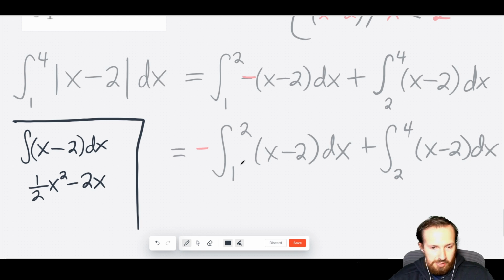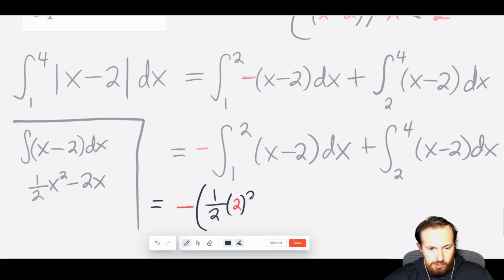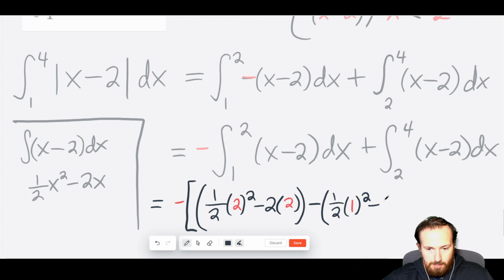We don't need the plus c here because remember, this is a definite integral, so we're going to use these bounds. So basically, what is this going to be? It's going to equal negative, and then this function evaluated at 2. So what is that going to be? That'll be 1/2 times 2 squared minus 2 times 2. And actually, let me separate this a little bit more. So the first integral will be that minus the integral evaluated at 1. So 1/2 times 1 squared minus 2 times 1. So hopefully that's clear.